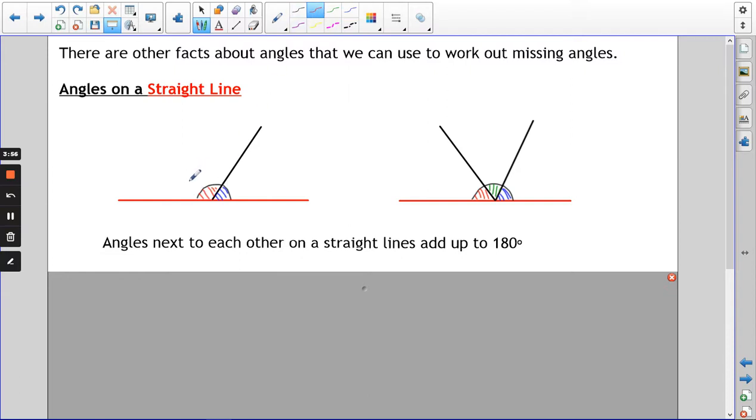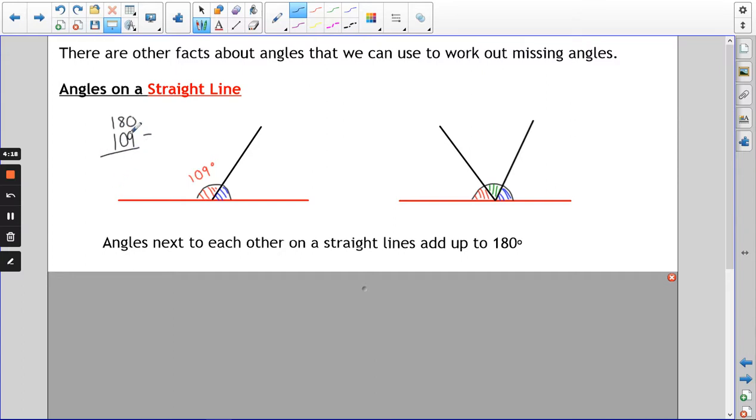Right, so if I said that this angle, now it's obtuse, so it's bigger than 90, so if I said this angle was 109 degrees, how do I work out the blue one? Well, if they make 180 when they're together as a pair, you take 109 away from 180.